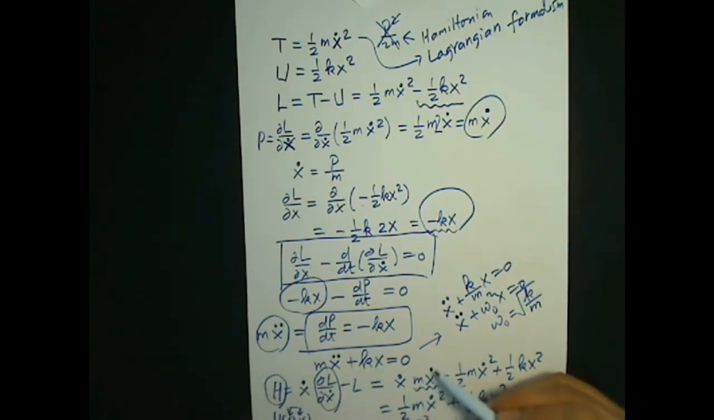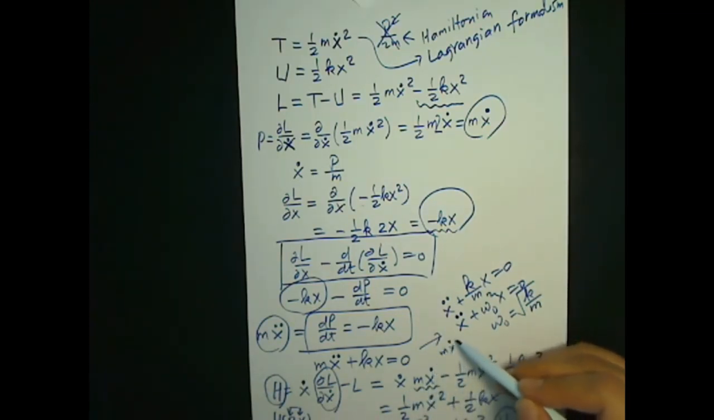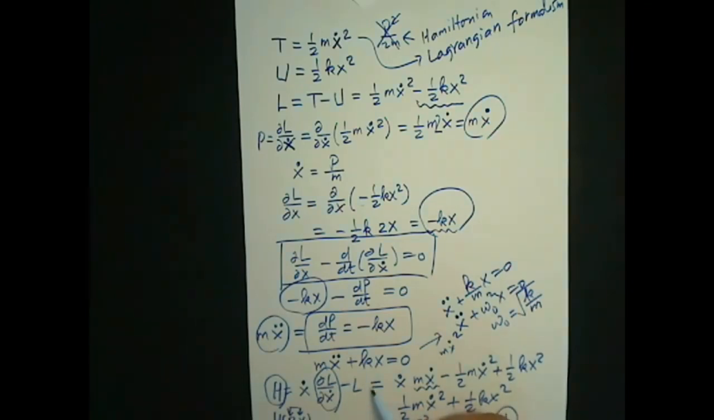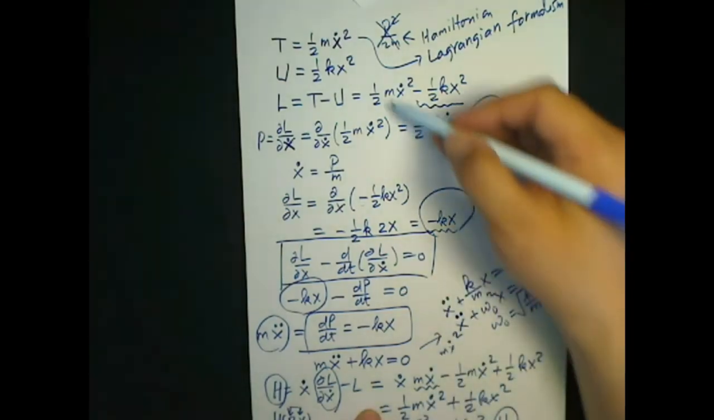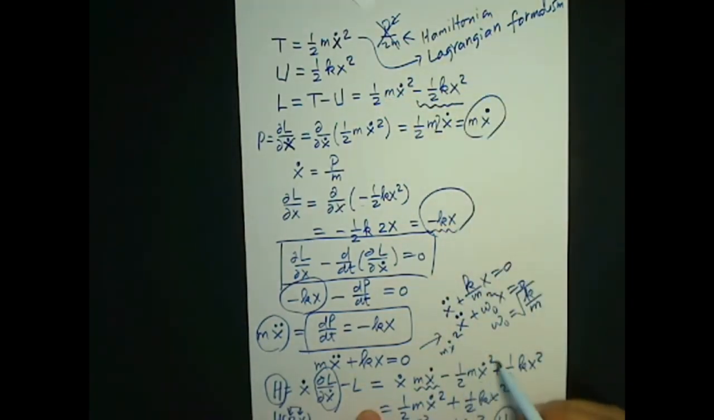This is m x dot squared, and subtracted the Lagrangian, 1/2 m x dot squared, and minus, it becomes plus 1/2 kx squared. So this is m x dot squared minus 1/2 m x dot squared. So the answer is 1/2 m x dot squared plus 1/2 kx squared.